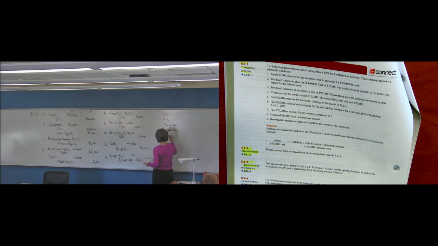Equipment, accumulated depreciation, accounts payable, notes payable, common stock, what else do I have here? Sales, cost of goods sold, rent expense, and depreciation expense.